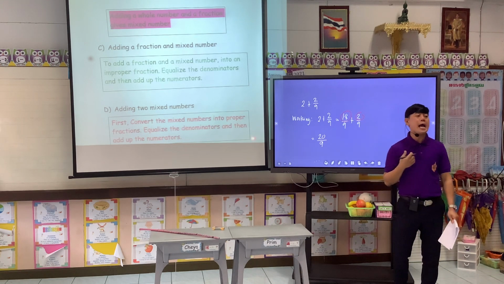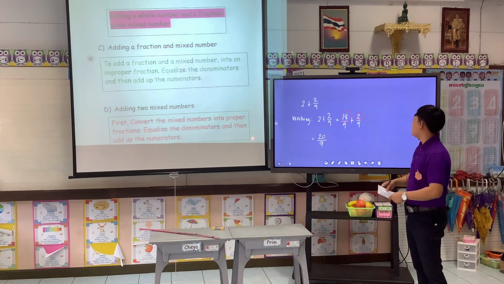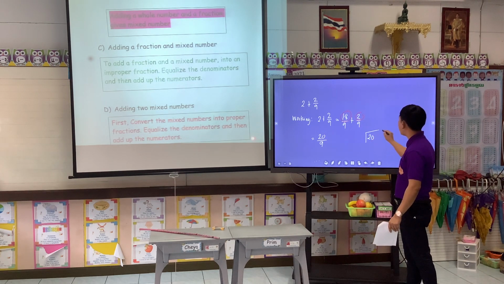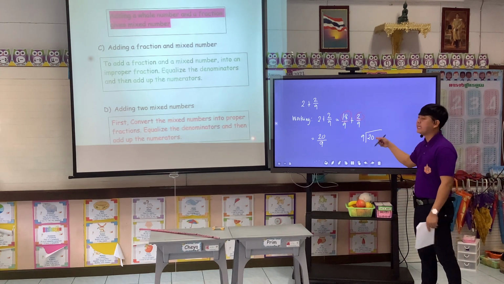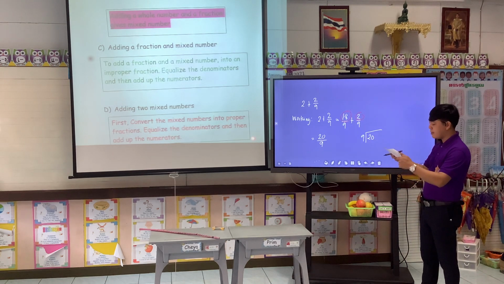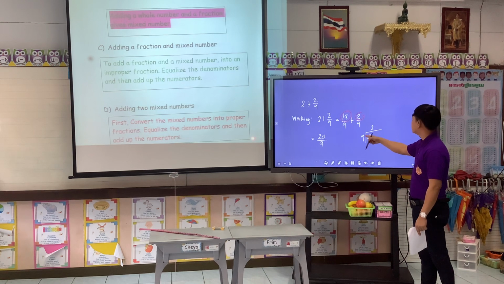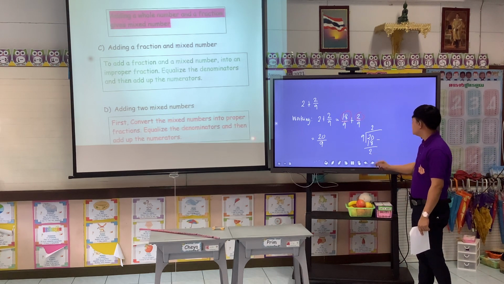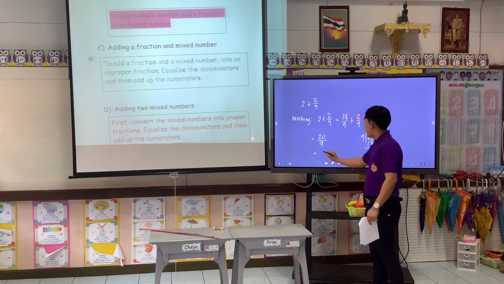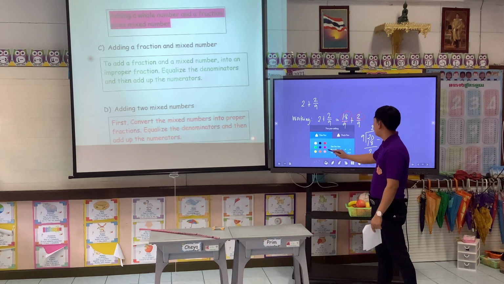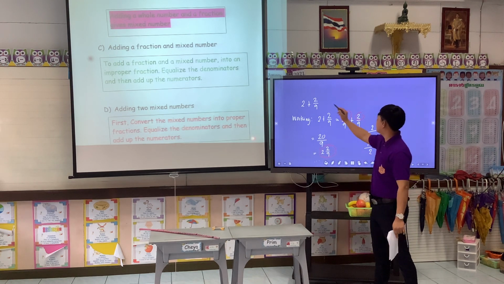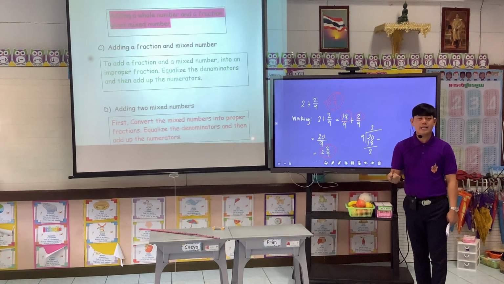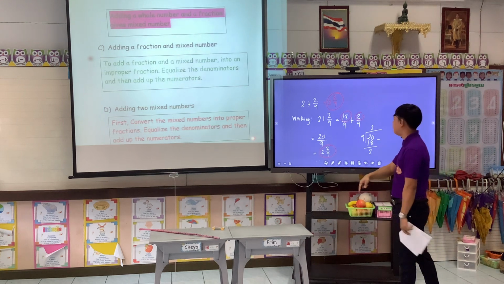So the answer is an improper fraction, so we need to convert it into a mixed fraction. What I'm going to do is 20 divided by 9. What number can be divided into 20? 2. 2 times 9 is 18. 20 minus 18 is 2. So the answer is 2 and 2 over 9. This is what we call a mixed fraction. Do you understand? Okay, very good.